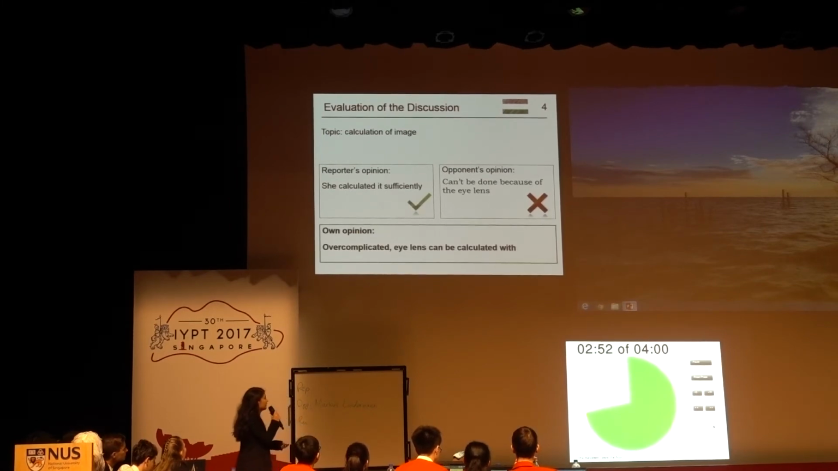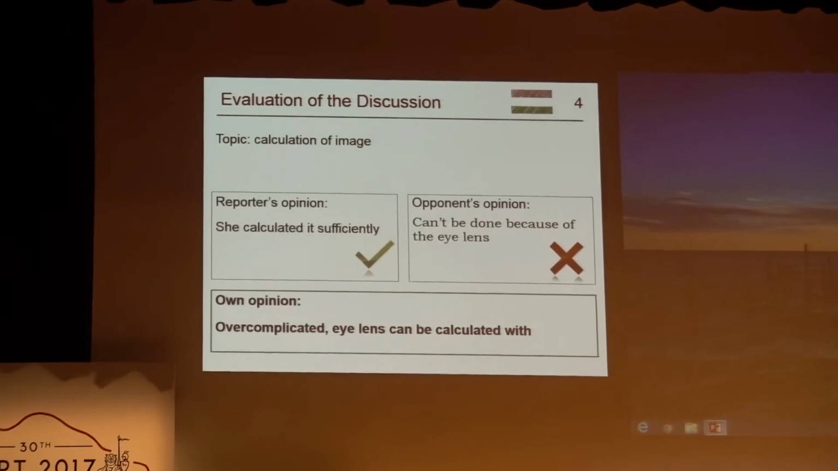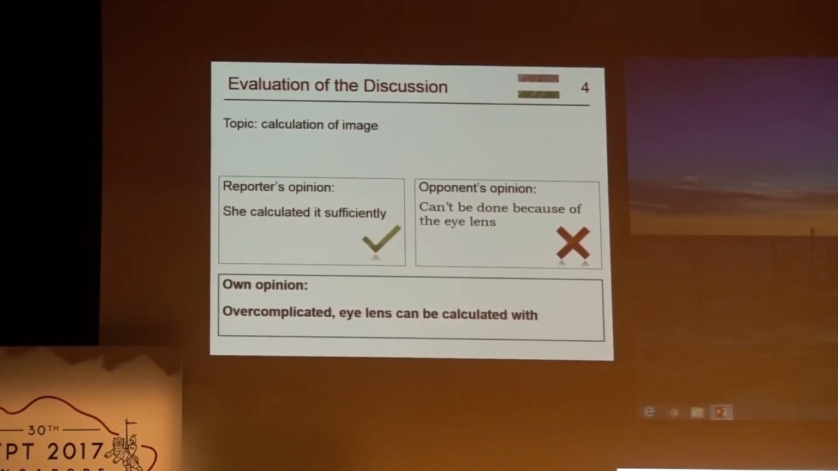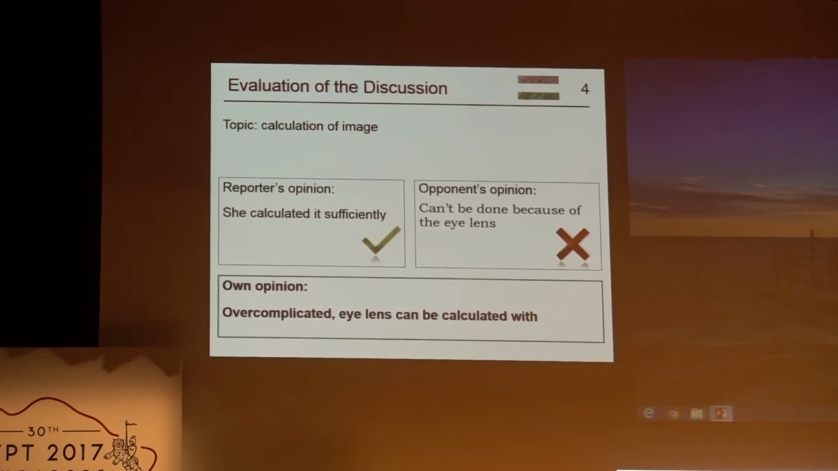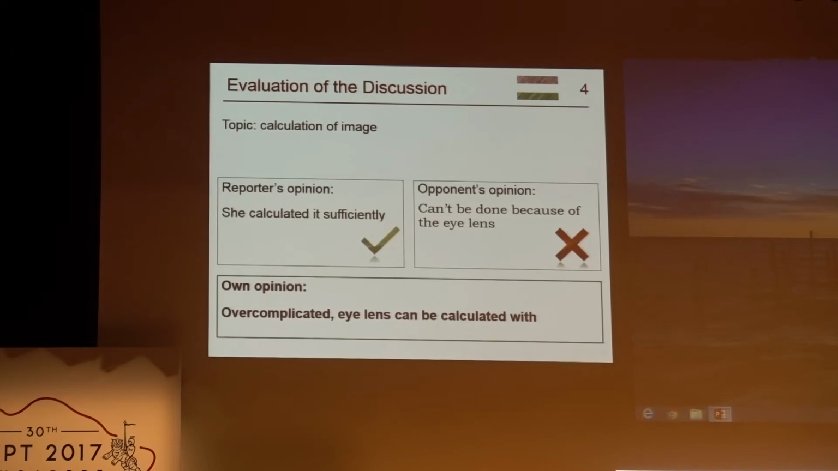So about a topic, you talked about the calculation of the image, and she said she can calculate it sufficiently, and you went into details that the difference caused by the islands can be calculated in. I think this whole thing is a bit overcomplicated, so you should have gone into the simple, basic physics behind this whole phenomenon. But I think you're right, and the islands can be calculated.